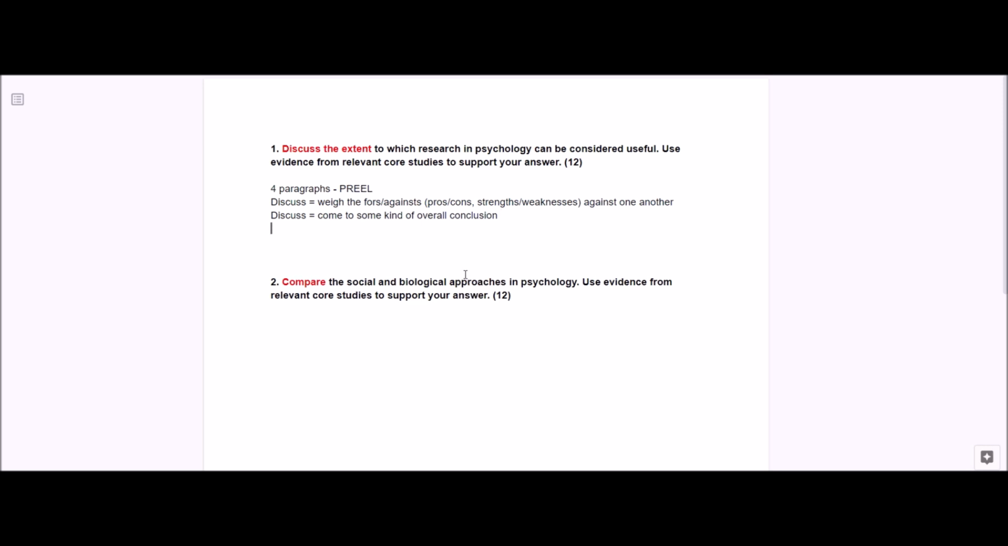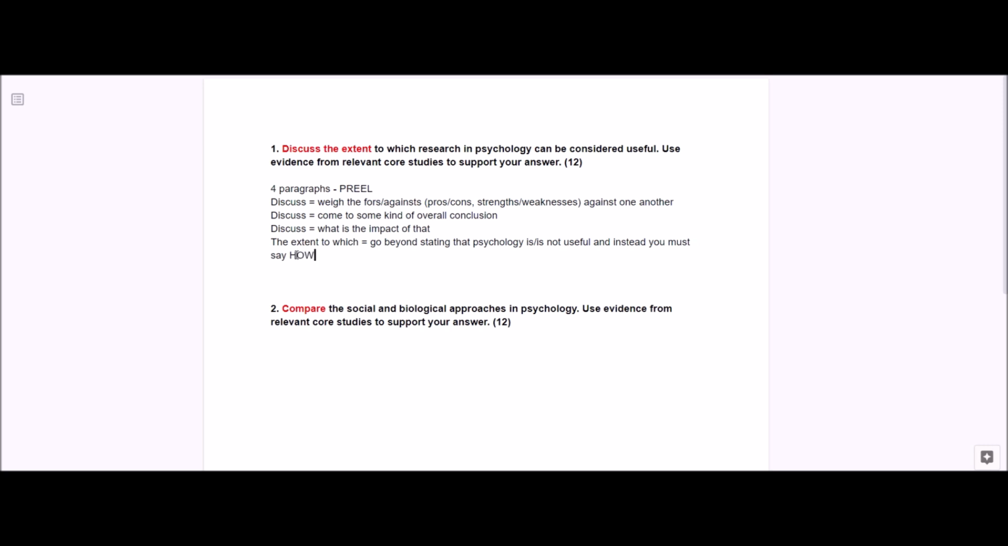The fact it's discuss also means you are needing to come to some kind of overall conclusion after weighing the fors and the againsts against one another. And also the fact that it is discuss means you need to talk about the impact. Okay, so if you're saying it's useful for this reason, what's the impact of that? Okay, so that's the first part of the question that I've pulled apart.